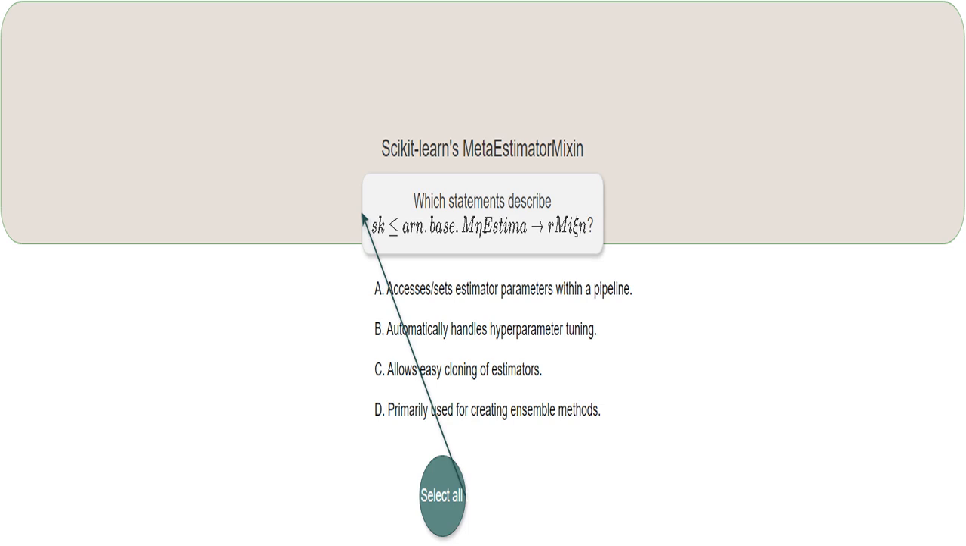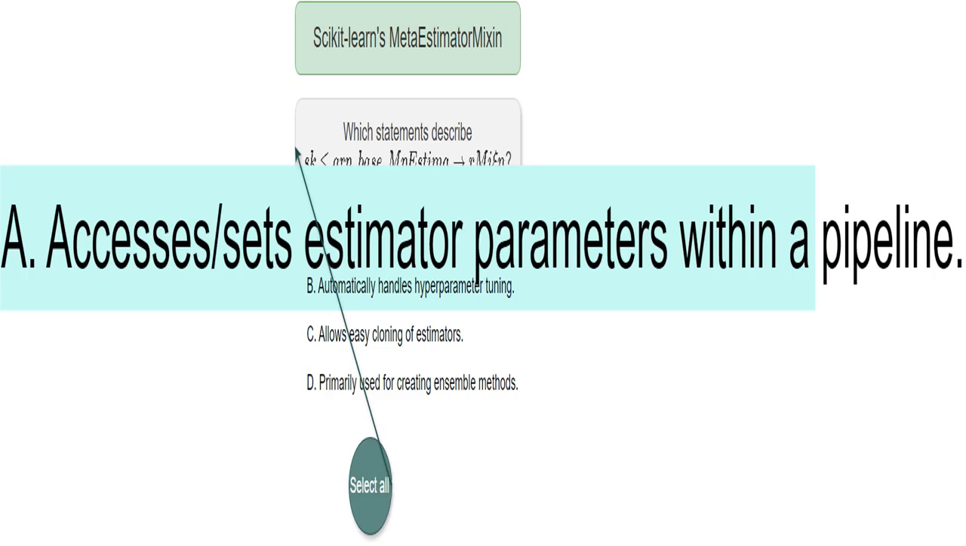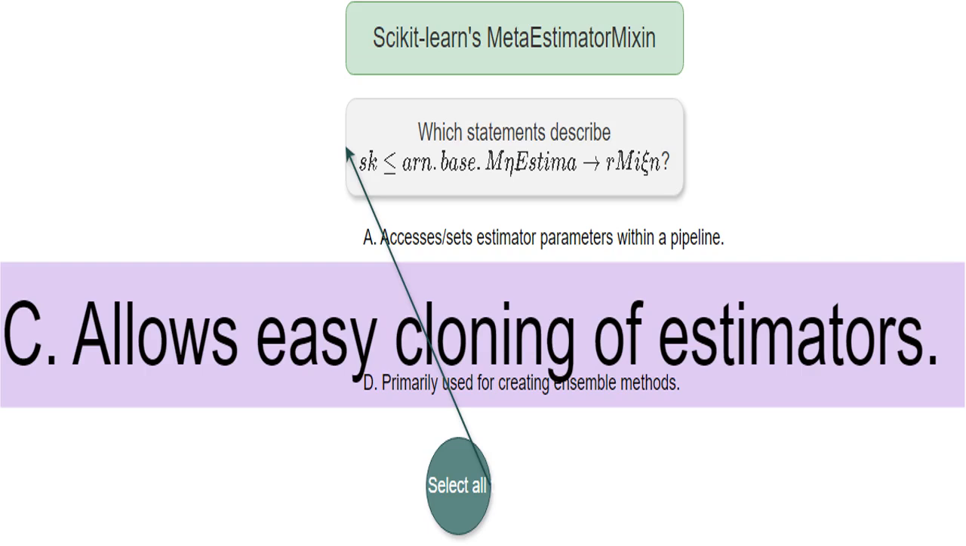It's like adding a cool new feature to a video game character. It doesn't create the game itself. This statement is correct. The MetaEstimatorMixin helps you easily get and change settings of other estimators, like the ones that do the actual machine learning. Think of parameters as knobs and dials to adjust your model's behavior. This is a key job of the get_params and set_params methods. This one is also true.